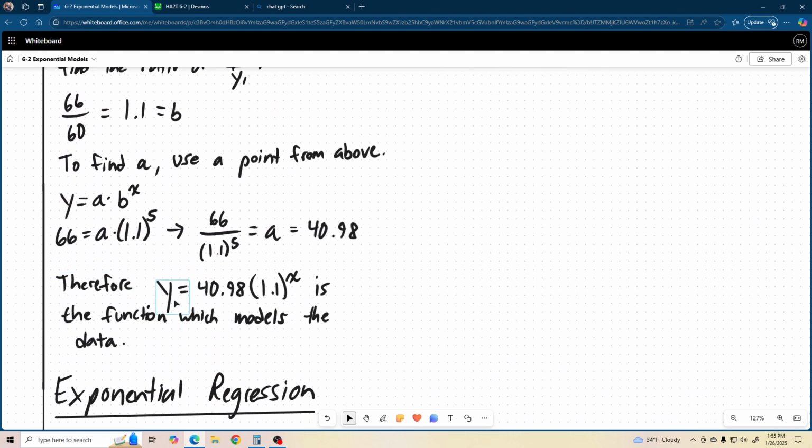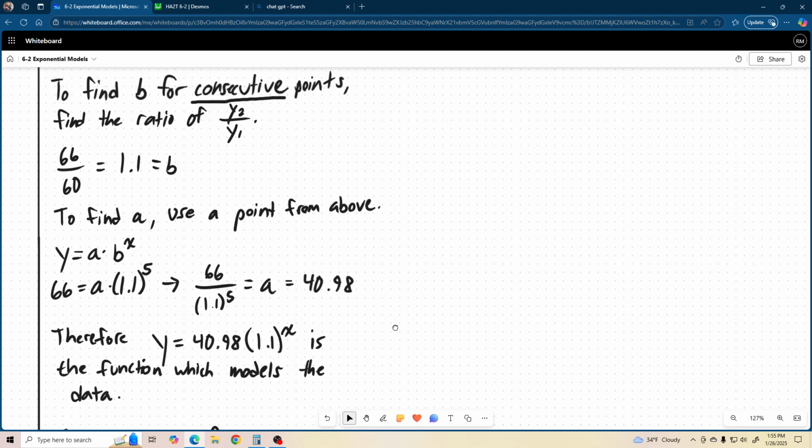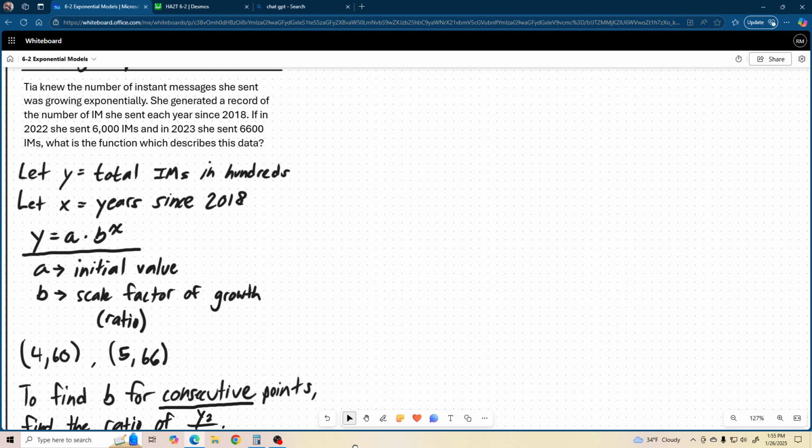So we have y equals 40.98, which was our A, times 1.1, which is our B, to the x. And this is the function that models all of the data that Tia recorded.